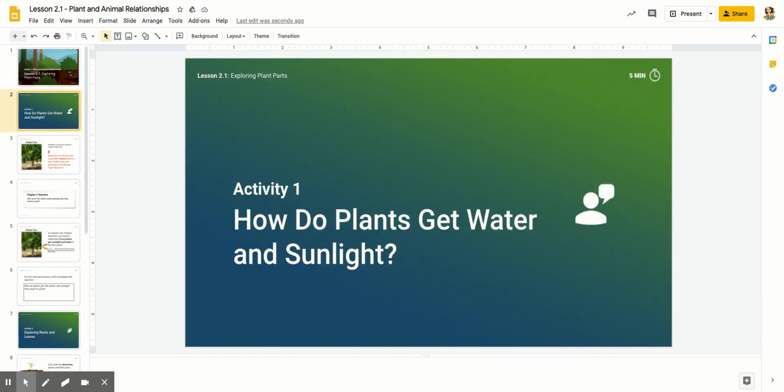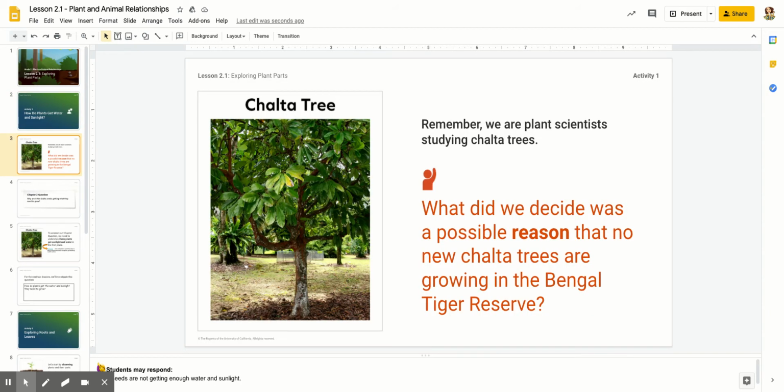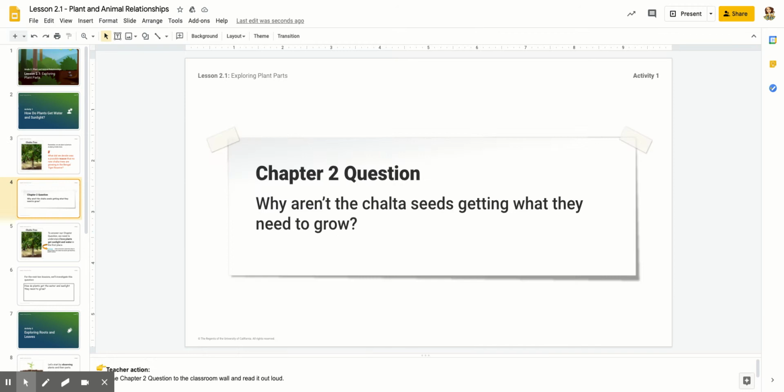So, how do plants get water and sunlight? Remember, we are plant scientists and we're studying the chalta trees. What did we decide was a possible reason that no new chalta trees are growing in the Bengal Tiger Reserve? Right, the seeds are not getting enough water and sunlight. Hmm. So now that brings us to our next question. Why aren't the chalta seeds getting what they need to grow?